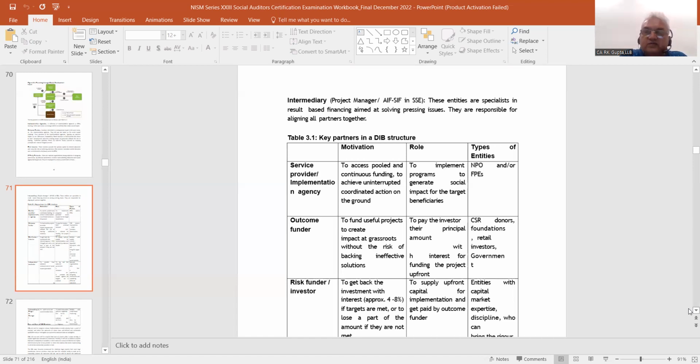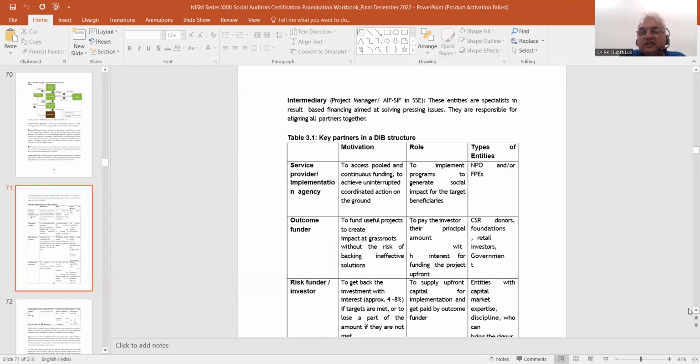Outcome funder, we have seen, are those who play safe. They will pay only when the social impact is demonstrated. They will fund useful projects to create impacts at grassroots without the risk of backing ineffective solutions. So they will not pay underperformers. They will pay performers only. The role is to pay the investor their principal amount with interest for funding the project upfront.